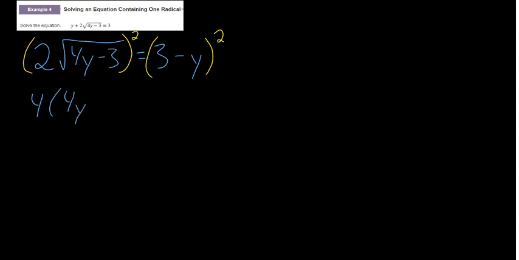By our central power rules. It's kind of like a reverse distribution property there, right? But it only works if there is a multiplication here. If there was an addition sign there, then we couldn't do that. So let's proceed. So 2 squared is 4, and it's going to be 4 times 4y minus 3.